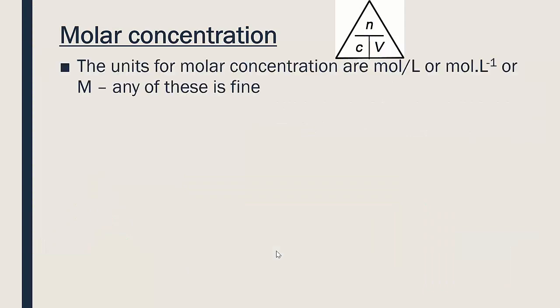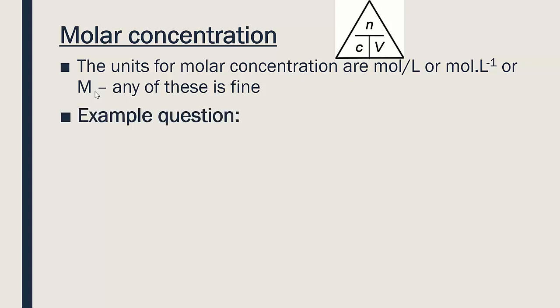So the units for molar concentration can be written in a few different ways. Mole divided by litres, mole dot L to the -1, or even just a capital M. That capital M, if it's after a number, it's a unit. If it's before a number, it's a molar mass. We need to make sure we know this distinction. But you can use any of them when doing molar concentration.